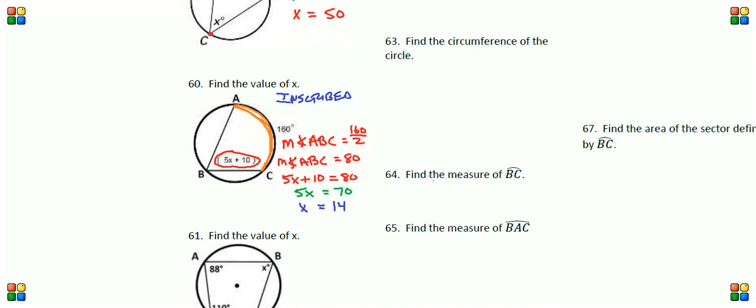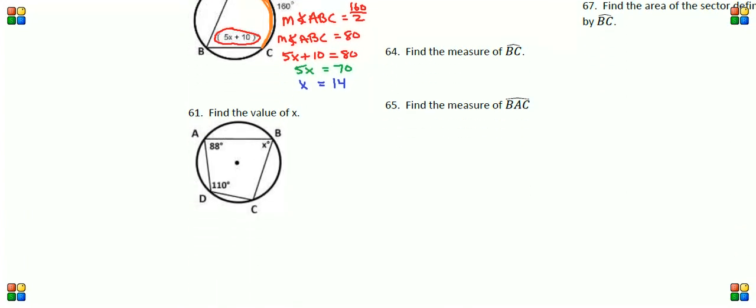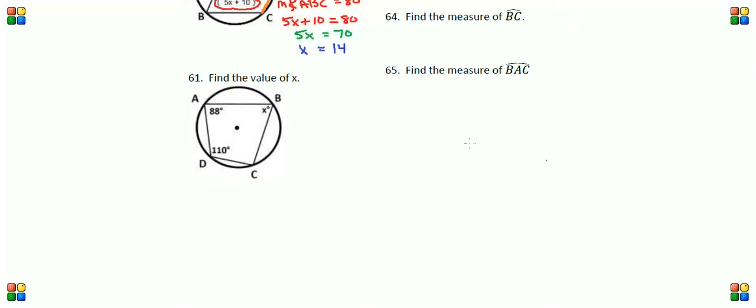Question number 61. I can get to it. Hang on one second. Question number 61 is also asking us to find the value of x. And looking at all these angles, angle ABC, BCD, CDA, DAB, every one of these angles is an inscribed angle. So in this case, we are looking at inscribed angles.